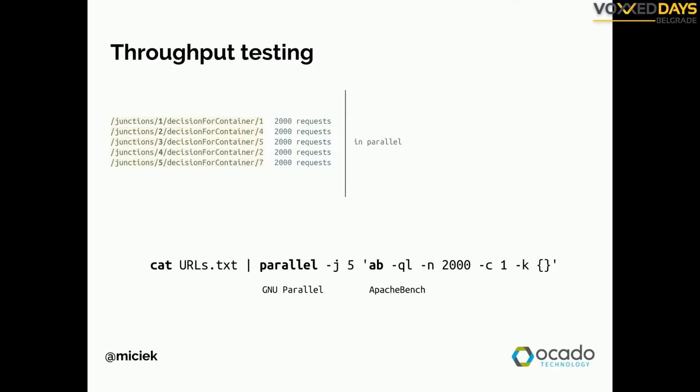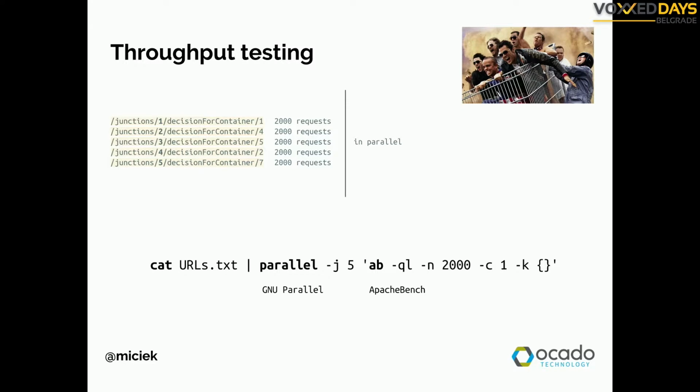Okay, this is what I use. We use GNU parallel to parallelize the requests being sent, and the Apache bench in order to make them being called one after another with some features like keep alive. And just a warning for you, don't do benchmarks or other throughput testing on your laptops. I will do that anyway.